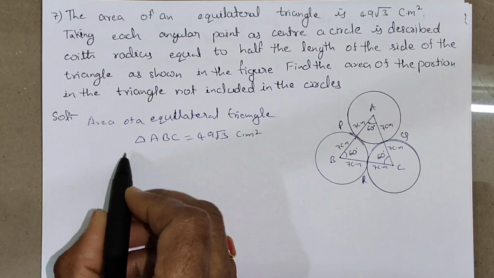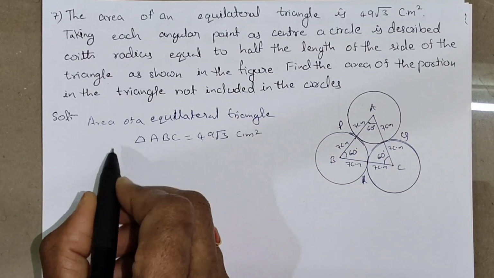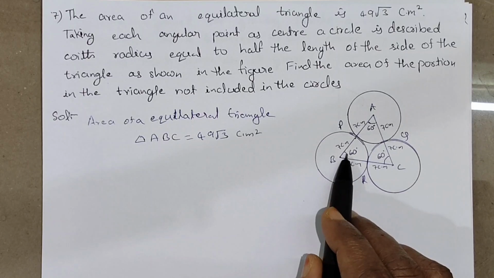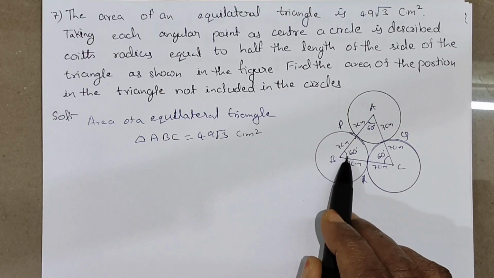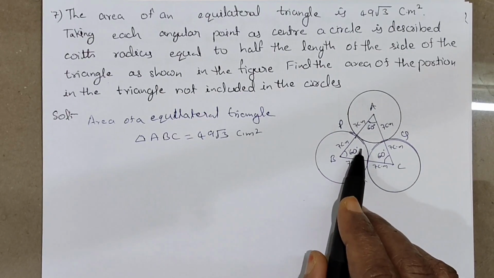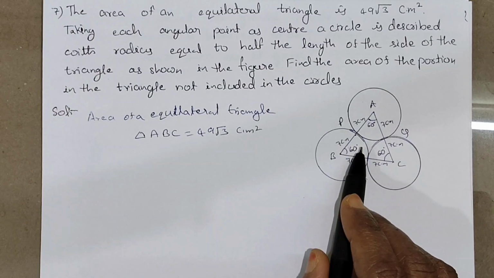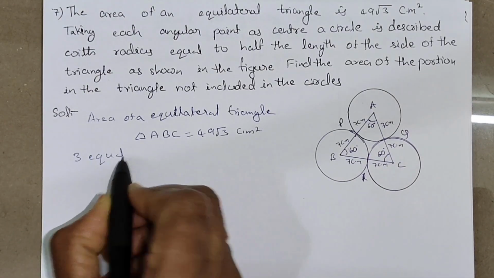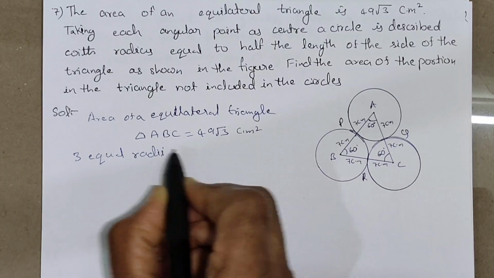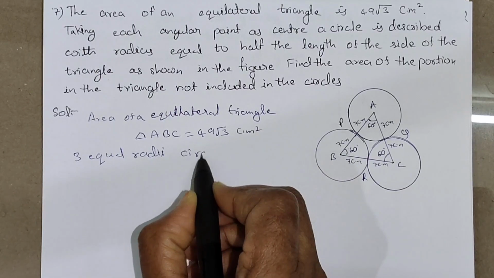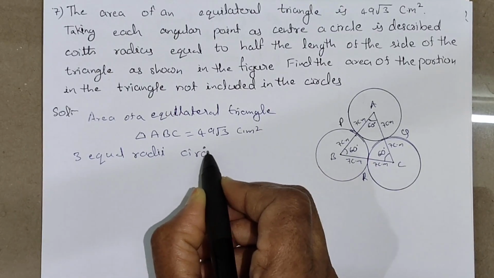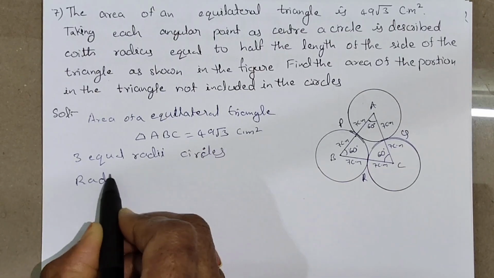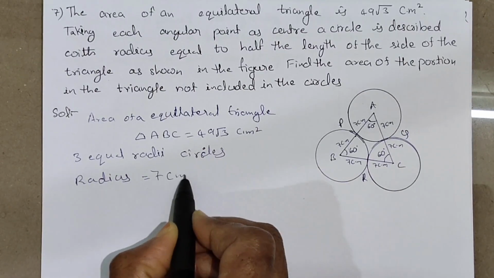So now here first radius equal to R. This is the equilateral triangle, means each angle is 60 degrees. So here the sector angle is also 60 degrees. So now here first, 3 equal radius circles. So radius equal to 7 centimeters.